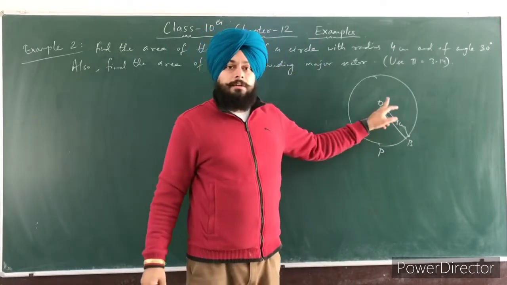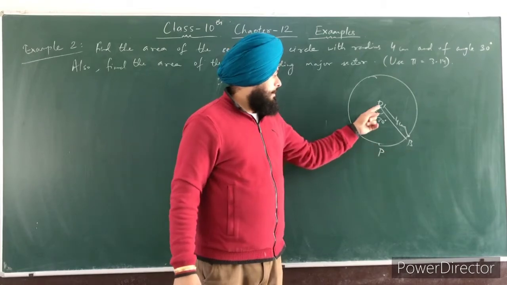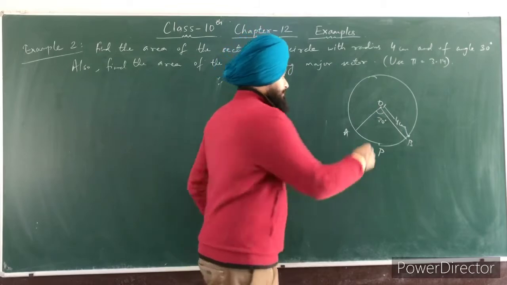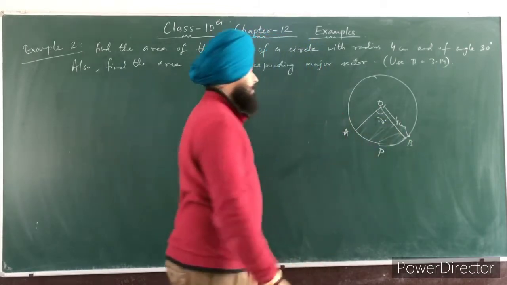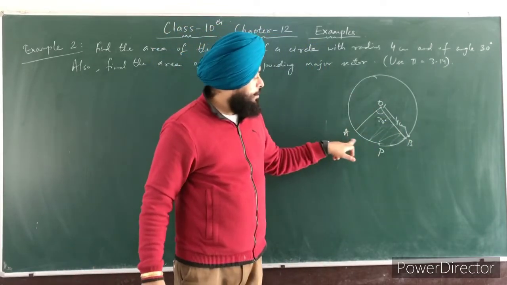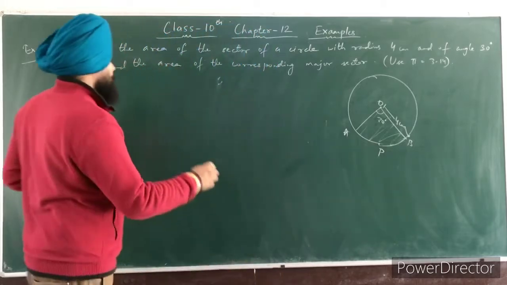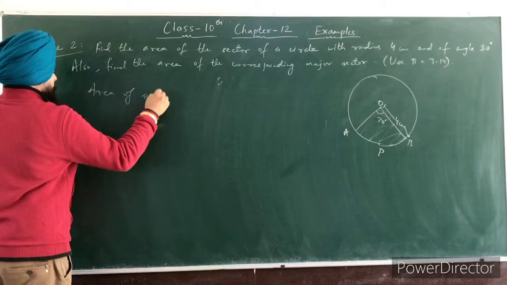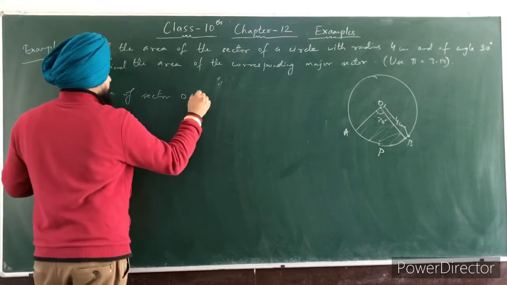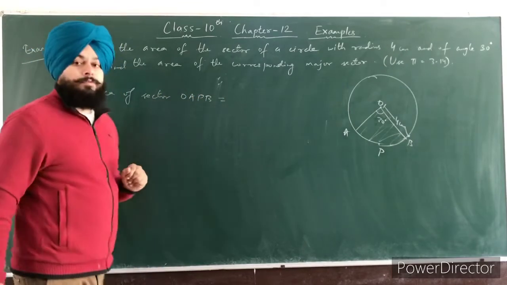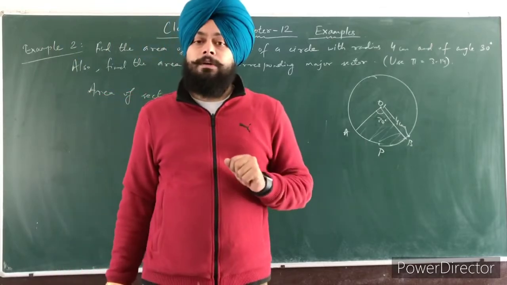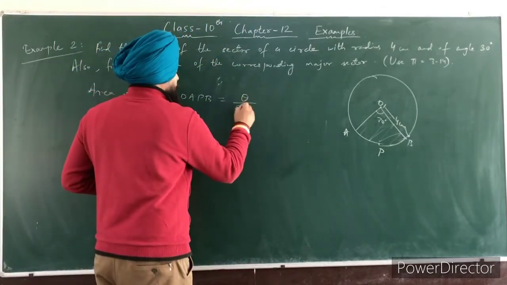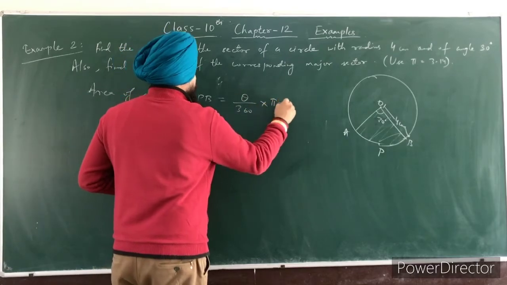Theta is 30, the r is 4. We have to find the area of the corresponding minor sector OAPB. So first we will find the area of sector OAPB. What is the formula for the area of a sector? That is theta over 360 into pi r square.